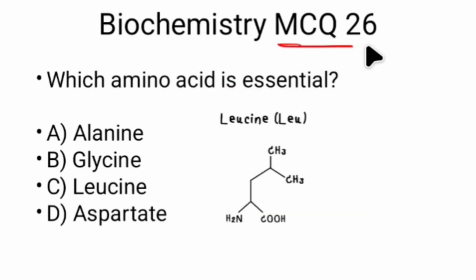Question number 26. Which amino acid is essential? Correct option is C. Leucine is an essential amino acid.